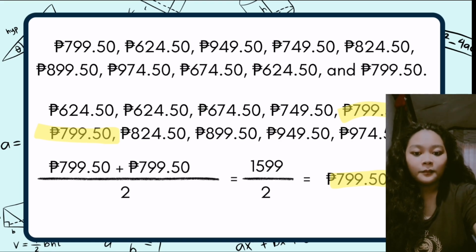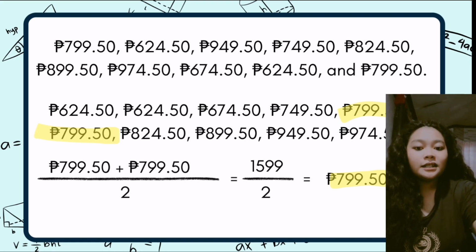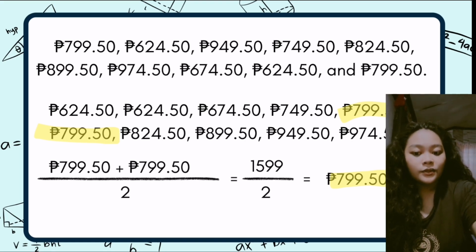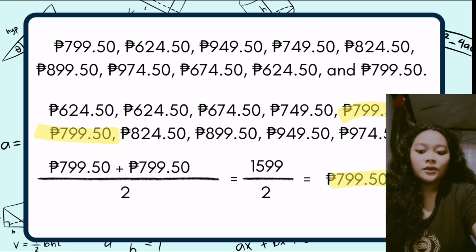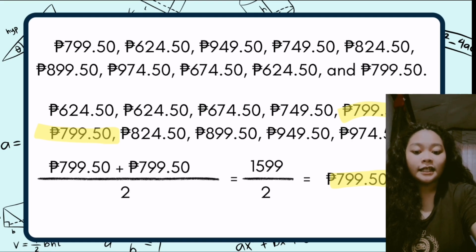Next is the median price of these products. We are going to arrange the data set in ascending order, lowest to highest. Then after, we are going to locate the middle value. In this case, there are two middle values, so it is an even count, so we are going to find the average of these two. So 799.50 plus 799.50 pesos is 1,599 pesos, divided by 2 is equal to 799.50. Therefore, 799.50 is our median.